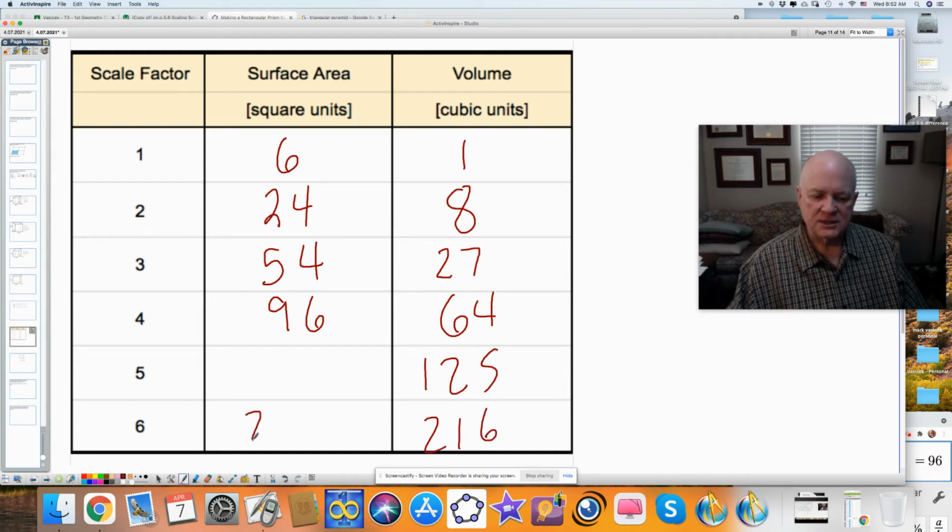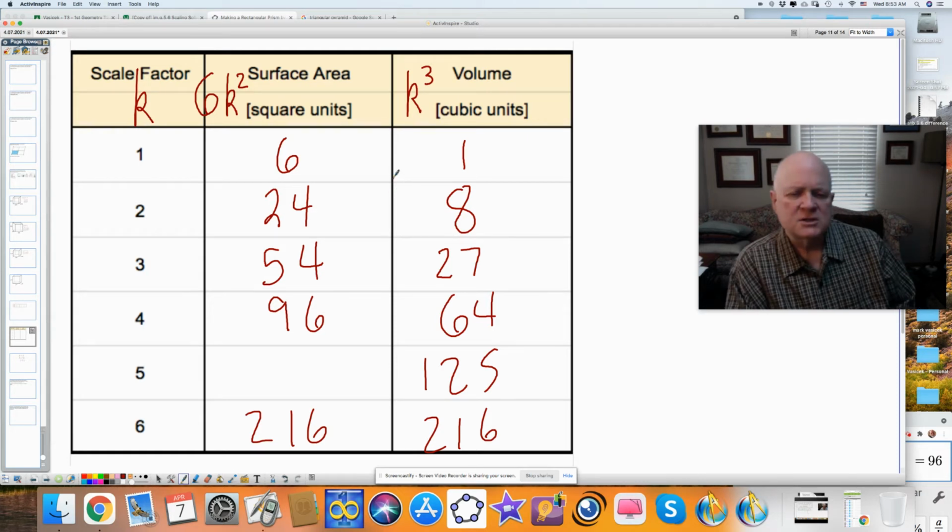216, 6 times 6 times 6. Anyway, what you're going to notice is that the scale factor is K. My surface area is whatever the surface area is, so it's going to be 6, because there's 6 faces, times K squared. And the volume is going to be times K cubed.